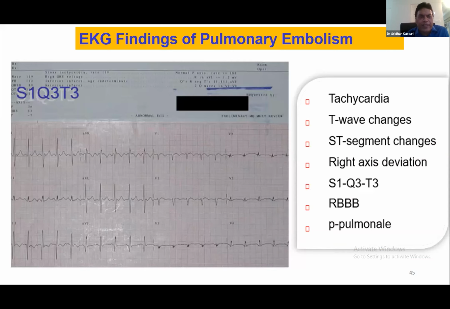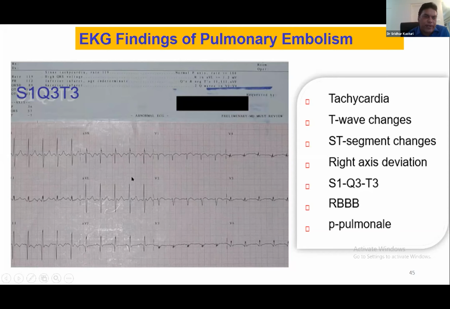This is S1, Q3, T3. You can see the S wave, the Q wave, and T inversion. This is classical of acute pulmonary embolism. At the same time, many times the patients will have sinus tachycardia, T wave changes, non-specific ST-T changes, right axis deviation, RBBB, P pulmonale.